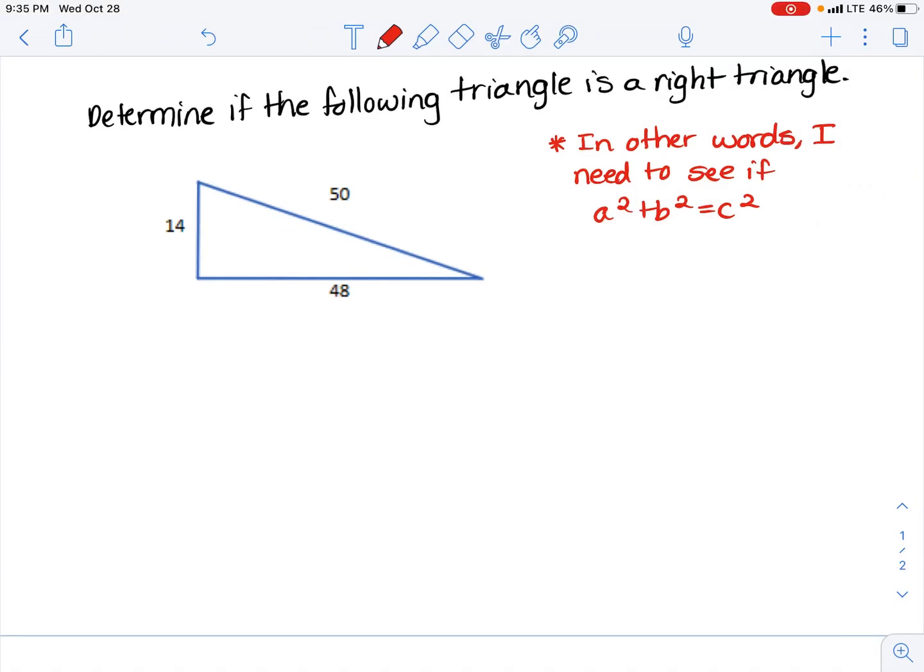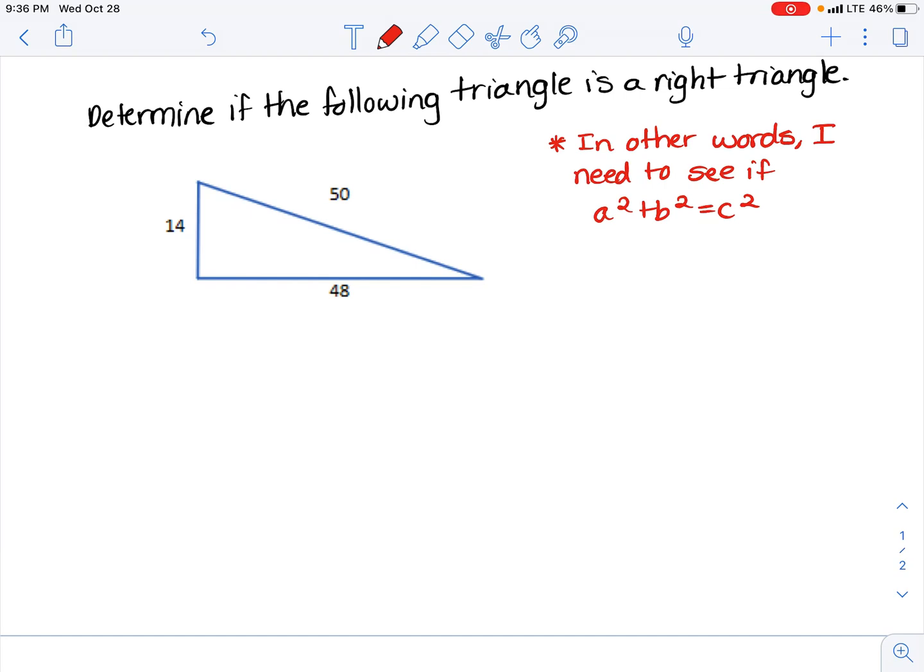Hello everyone, so today we're going to use the Pythagorean theorem converse to determine whether or not triangles are right triangles. Okay, and so the Pythagorean theorem converse says that if a squared plus b squared is equal to c squared, then the triangle is in fact a right triangle. However, if a squared plus b squared does not equal c squared, then the triangle is not a right triangle.